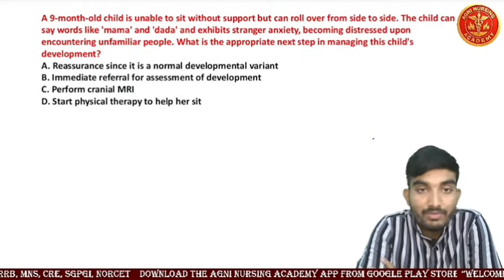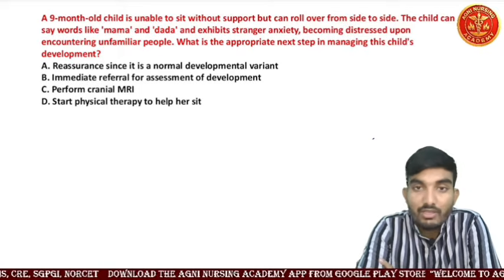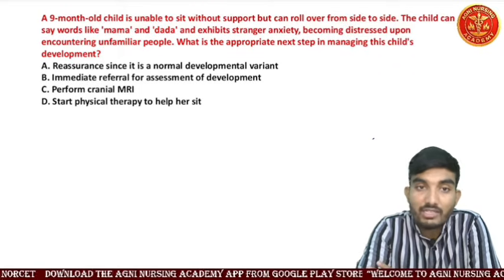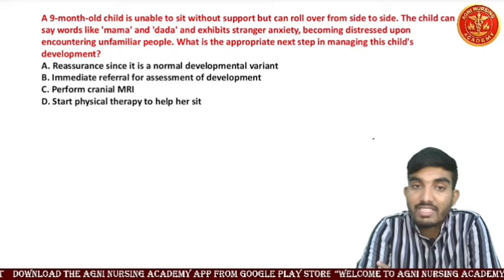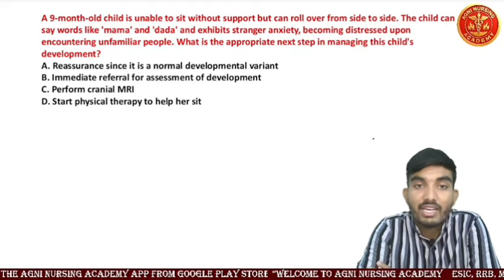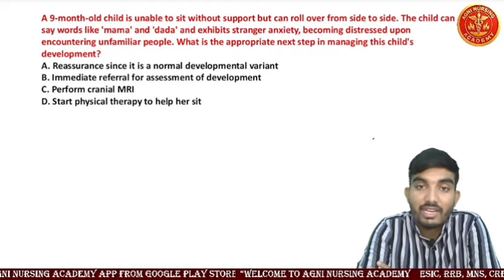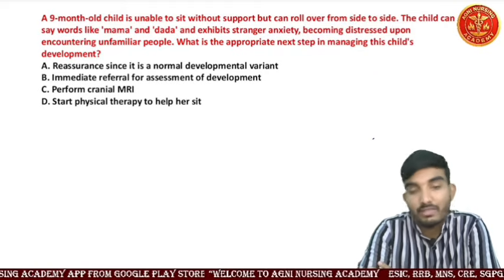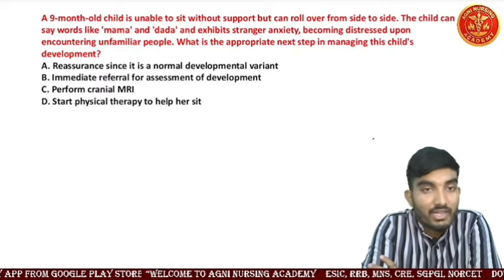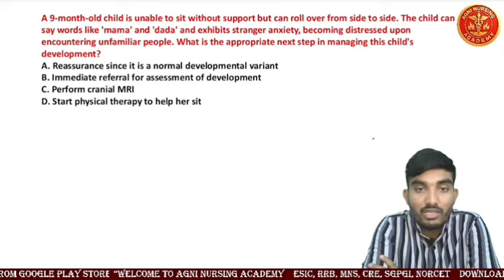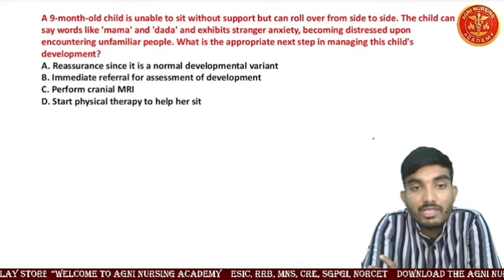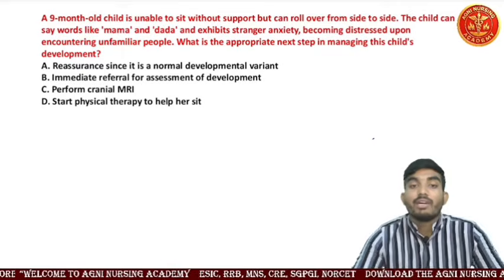A 6-month-old child is unable to sit with support but can roll over from side to side. The child can say words like mama and dada and exhibits stranger anxiety, becoming distressed upon encountering unfamiliar people. What is the appropriate next step in managing the child's development? Option A, reassurance since it is a normal developmental variant. Option B, immediate referral to assessment of development and perform cranial MRI. And option D is start physical therapy to help her sit.